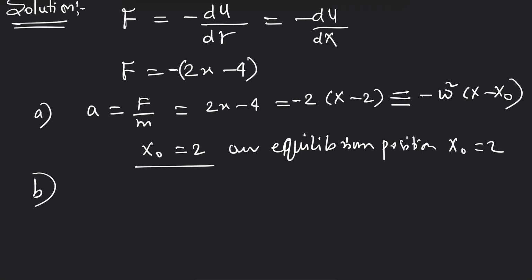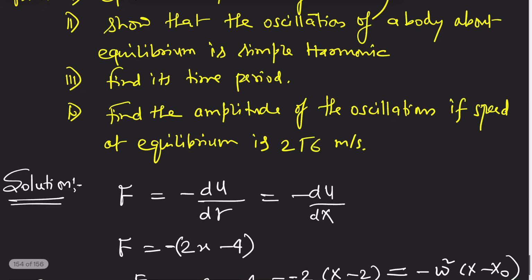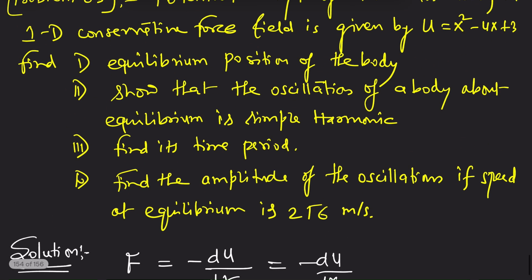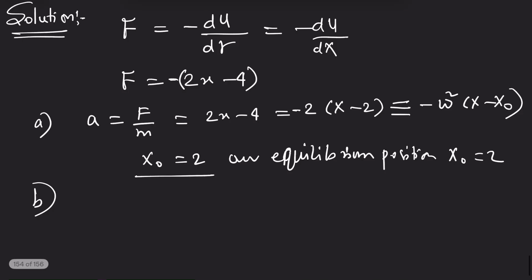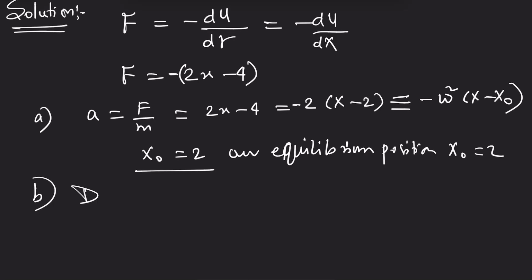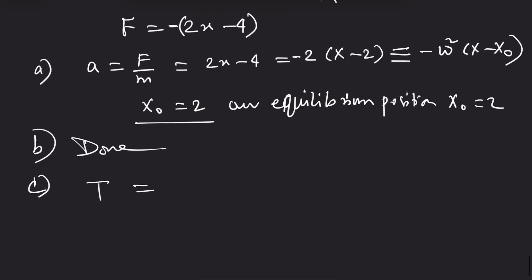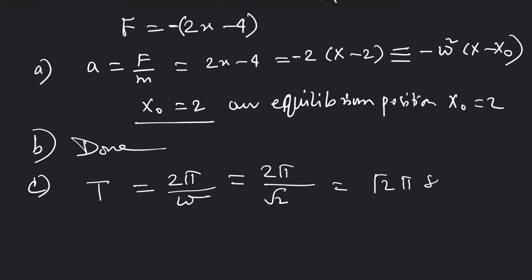And after that, second, they had asked to show that the oscillation of the body about the equilibrium position is simple harmonic. This we have also proved, we have got it, guys. Third one is find its time period. So second is done. Coming to C, find its time period. So time period is equal to 2 pi by omega. So 2 pi divided by omega, which is root 2, we will get root 2 pi second. So that would be the answer of this question.